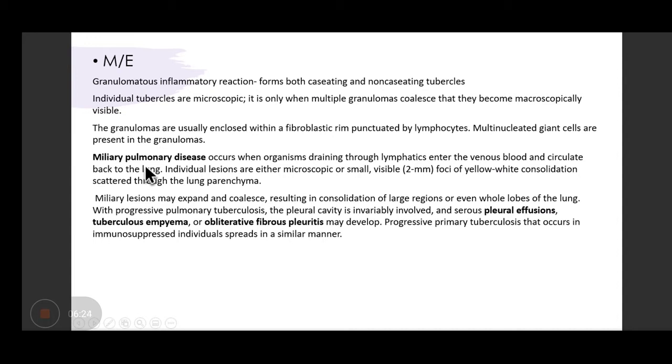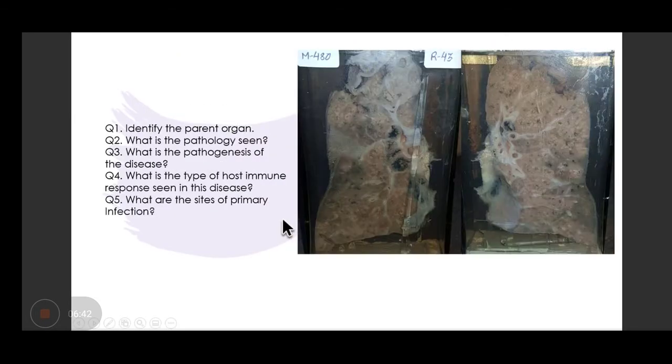Miliary TB happens when the bacilli enter from the draining lymphatic to the venous blood and circulate back to the lung. Then small individual lesions, usually 2 mm, are scattered throughout the whole of lung parenchyma. This is the gross of miliary lung. If you see very clearly, there are very tiny white foci which are scattered throughout the lung. Here, here, here, here.